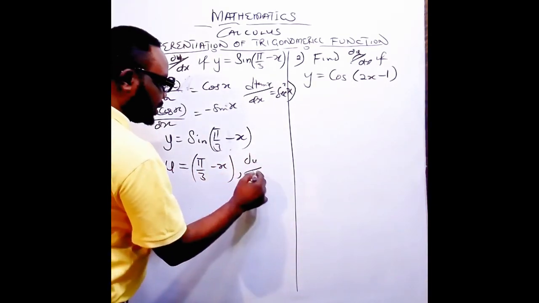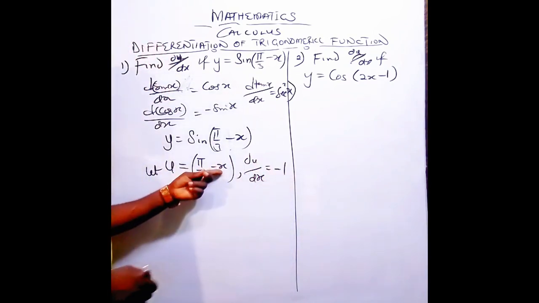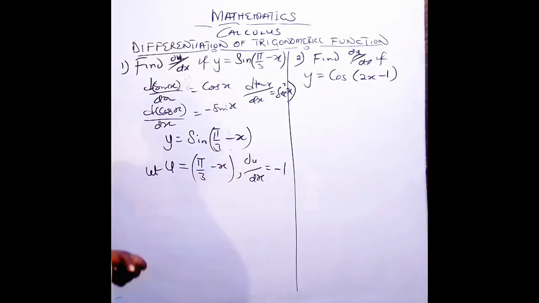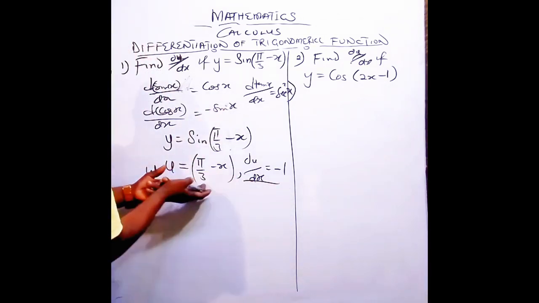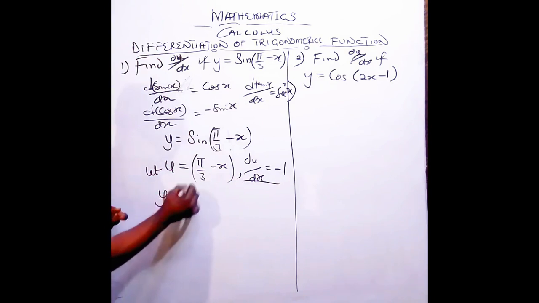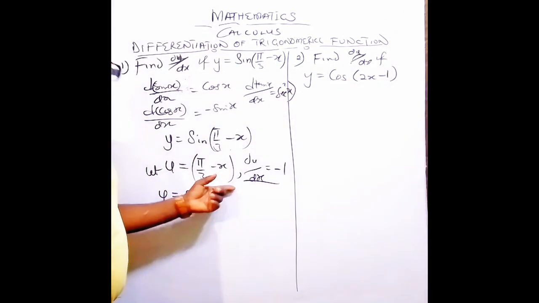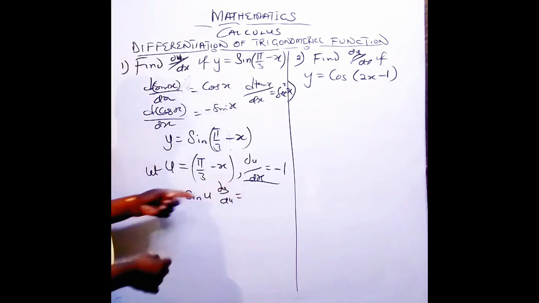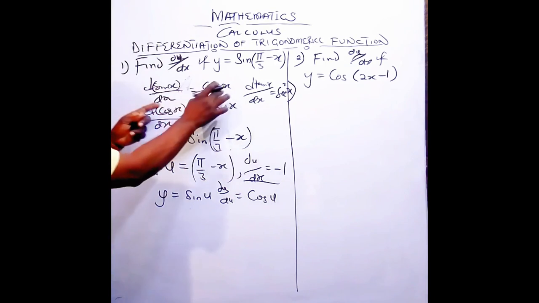du/dx will be equal to what? Minus 1, because this is the only value we are going to differentiate here. This is a constant, and the differentiation of a constant is 0. So we are left with the value of du/dx here. Now, since we have said that y is equal to all this value, we can now say that y is equal to sine u, because all this value has been represented by u. Then dy/du will be equal to cos u, according to the information here.